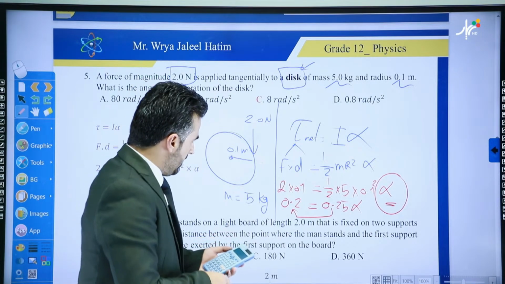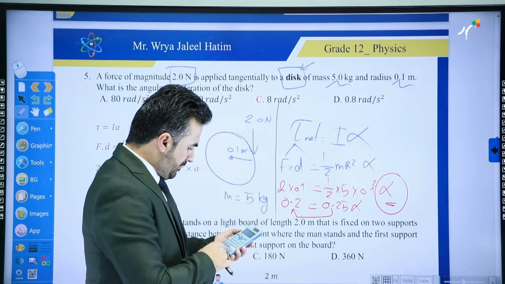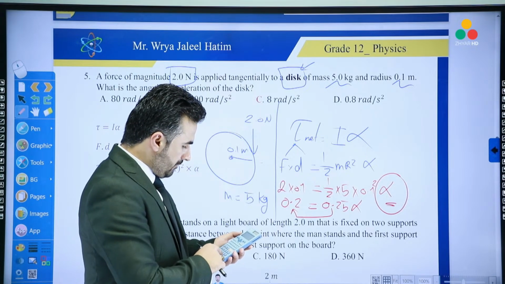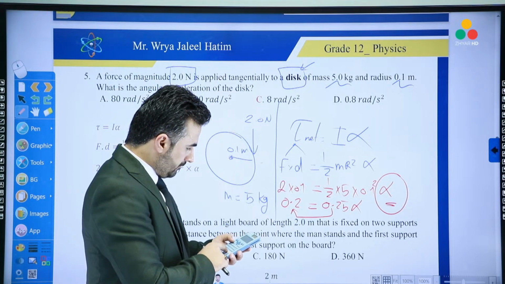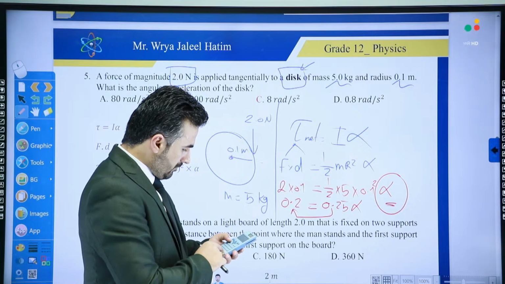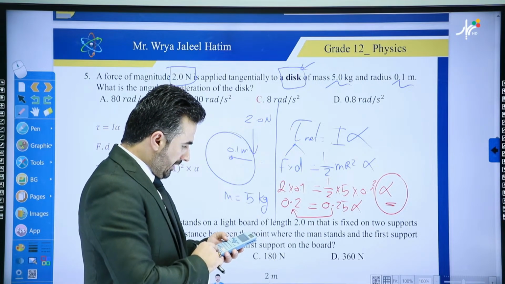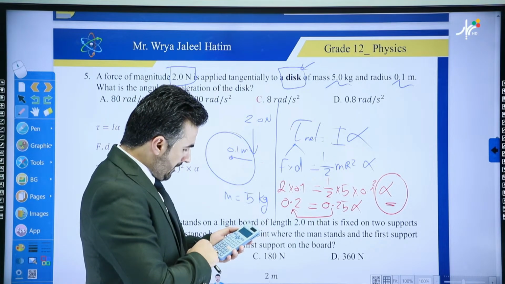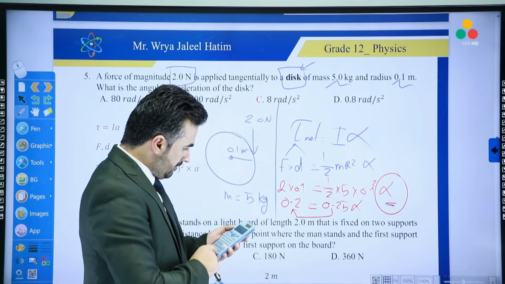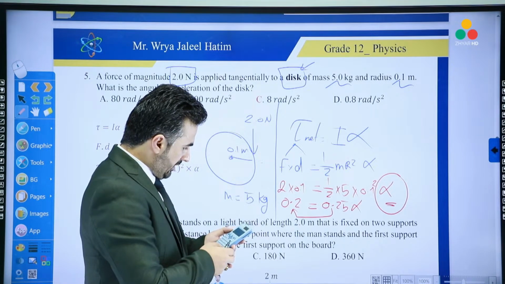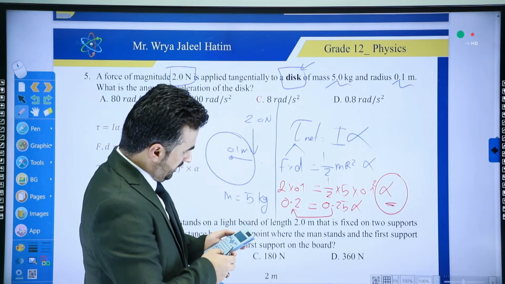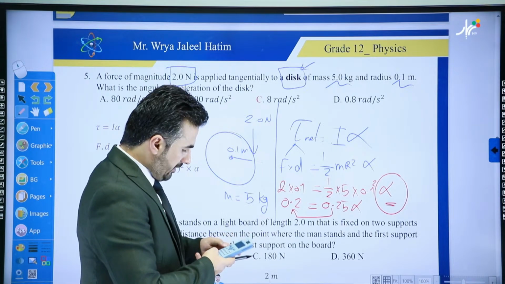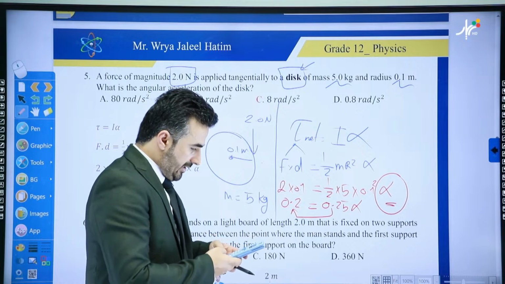All right, let me just double check, because I got a different answer the previous time. So 0.2 divided by 0.2, right, divided by what? Divided by 0.5 times 5 times 0.1 squared. Oh, I'm getting different answers here. What is wrong in here? Okay, clearly. All right, so let's do it again.